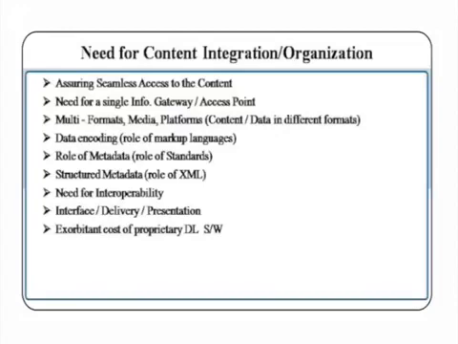And I'm talking about gateway and access point. These are related to the computer network, where one point can be accessed from another machine over a network. And multi-formats, media, platforms, and content and data in different formats. That could be music, that could be pictures, that could be textual data, or microfilms, or streaming videos. All data in different formats, and proper data encoding, where the role of markup languages also comes in.